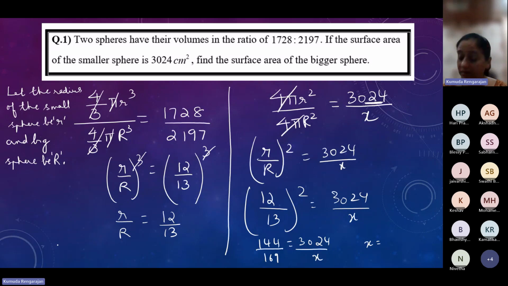You're still working? The value of x is 3549. So the surface area of the bigger sphere is 3549 centimeter square.